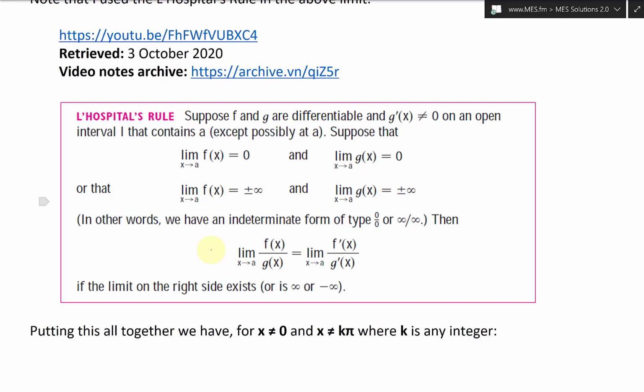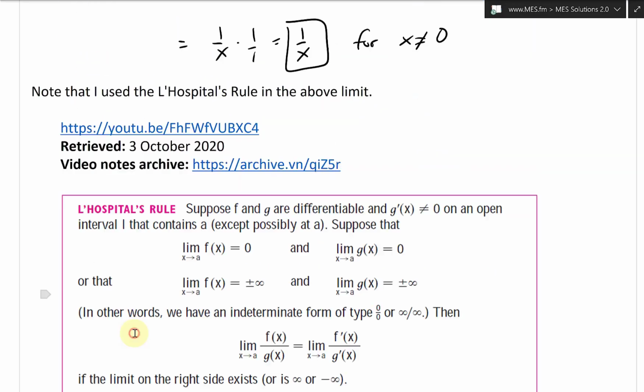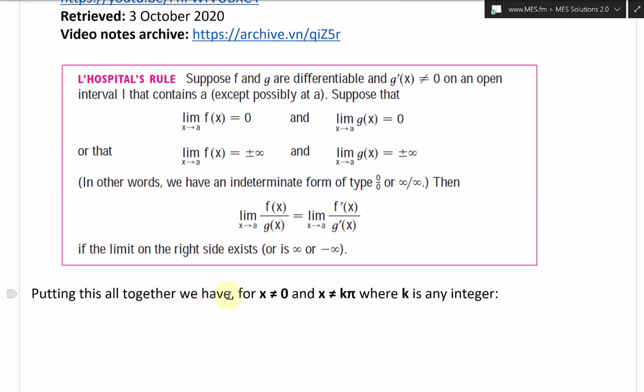Then the limit is equal to the limit of the derivatives, f prime of x divided by g prime of x. So the limit as x approaches a of f of x divided by g of x is equal to the same but with the derivatives. And it is equal if the limit on the right side exists or is infinity or negative infinity, and so on.